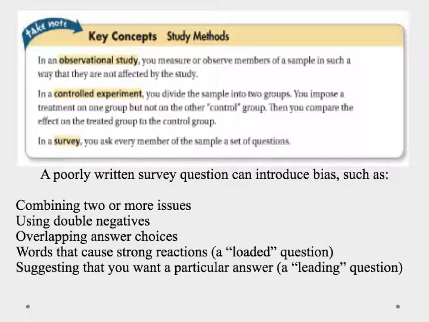All right, so now we're going to talk about survey questions. A poorly written survey question can introduce bias such as combining two or more issues, using double negatives, overlapping answer choices, words that cause strong reactions like a loaded question, and suggesting that you want a particular answer such as a leading question.